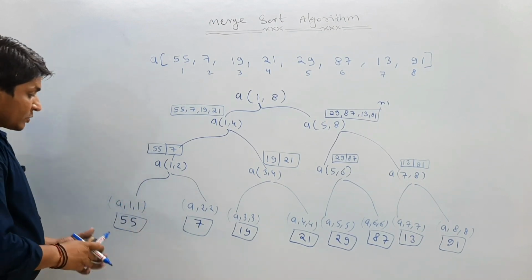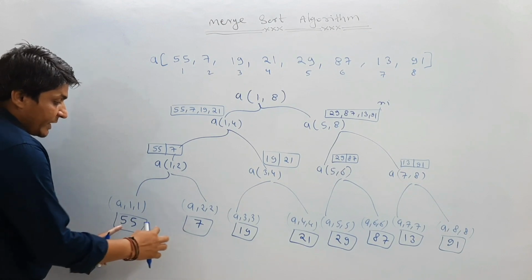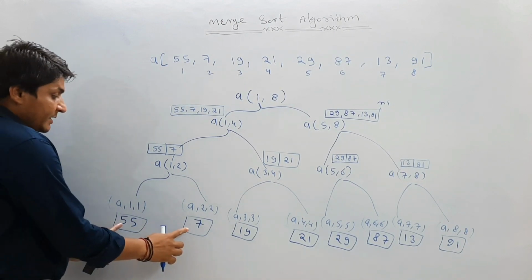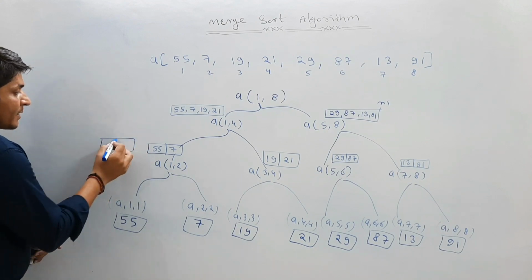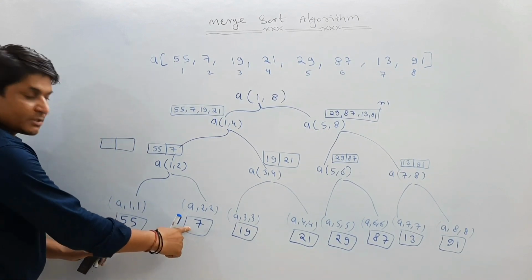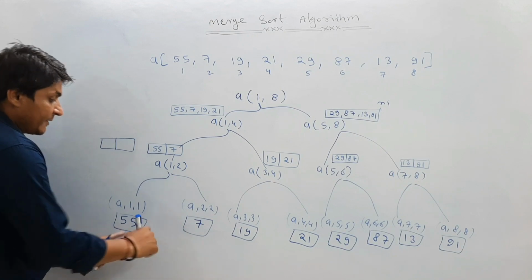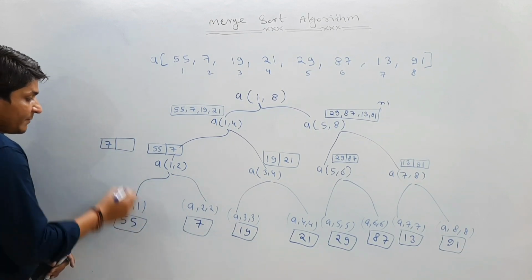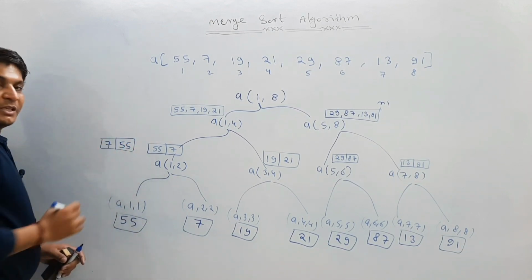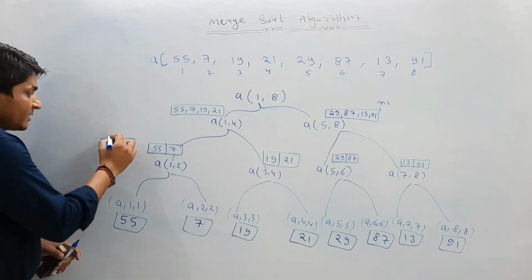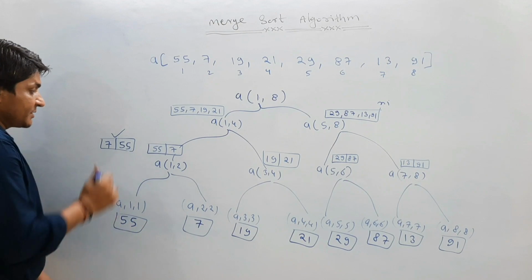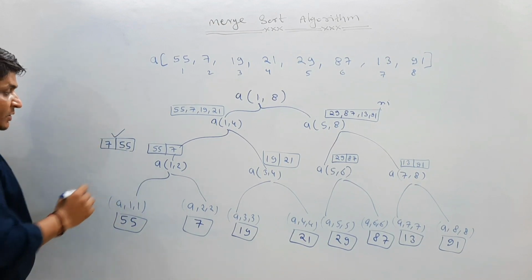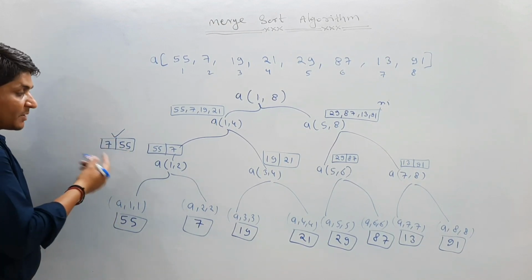So see, what we will do, we are going to take an array of size 2. Now, how to merge these two? With the help of merge procedure, we know that. So 7 will come here and 55 will come here. Whenever we are having two sorted subarrays, we can merge these. So with the help of merge procedure, we are going to get this.